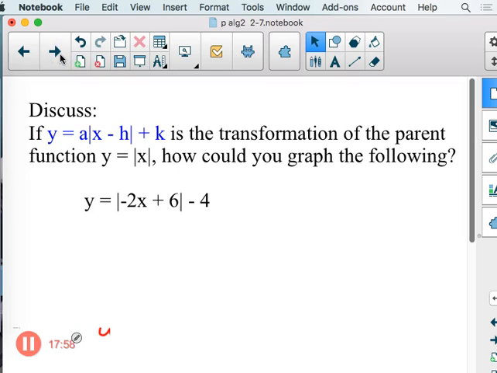So this says, we're going to discuss this because this is weird. If y equals a, absolute value of x minus h plus k is the transformation of the parent function, y equals the absolute value of x, how could you graph the following? I don't know. Because this is right here. It's not allowed to be there. It has to be out in front. Okay? So then I think, well, how could I get it to be out in front? I mean, normally, wouldn't we just factor that out? Divide it out and factor it? Okay, let's give it a try.